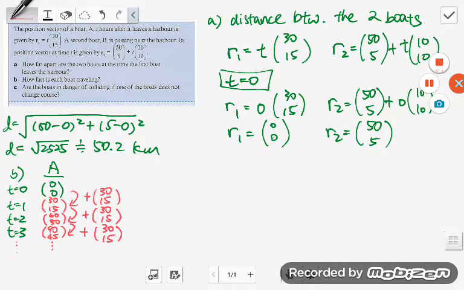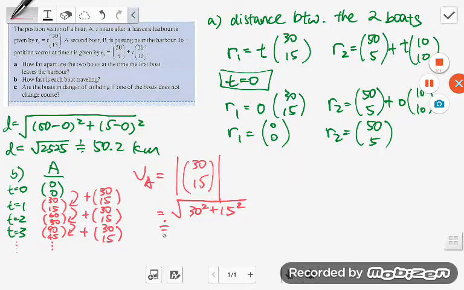Since my constant rate of change is 30, 15, to find the velocity of boat A I take the magnitude of this constant rate of change, which gives me the speed of boat A. To find the magnitude of that 30, 15 column vector, I just take the square root of the sum of their squares, and that gives me approximately 33.5 kilometers per hour.